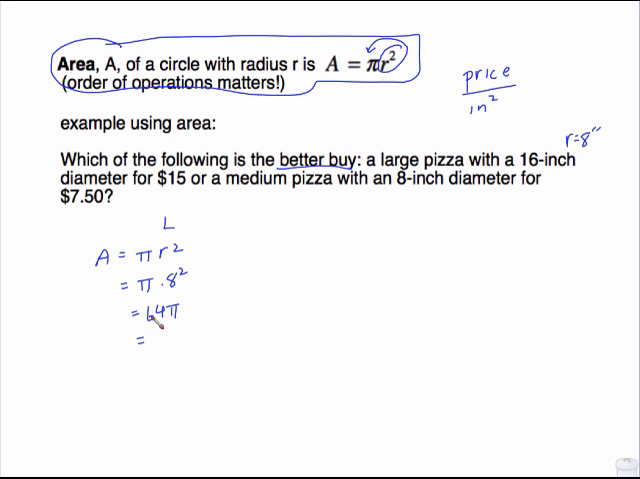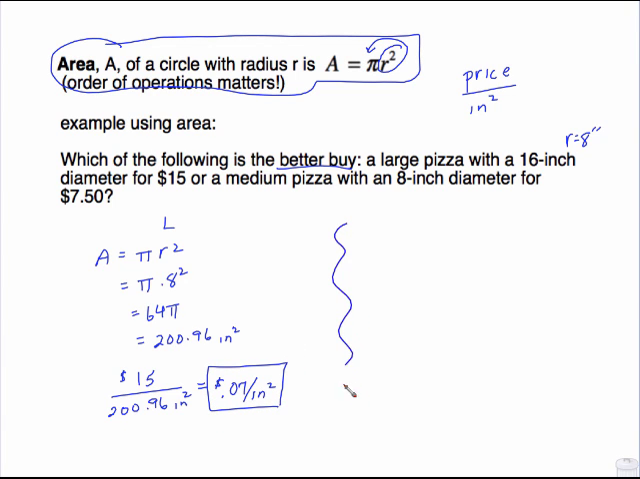But let's do the arithmetic on that. 64 times pi is 200.96 square inches. Now the price per square inch is $15 over 200.96 square inches, which gives me 7 cents per square inch. So when you buy that large pizza, you are paying 7 cents per square inch.